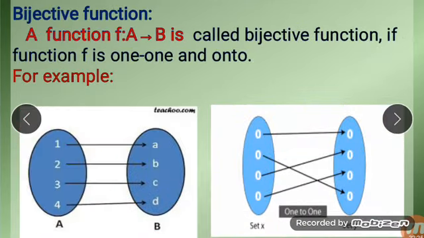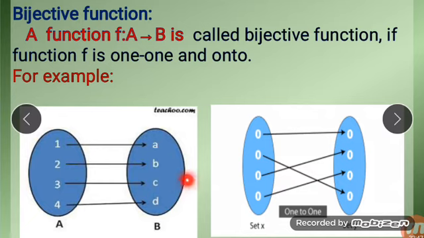Here we have bijective function. A function f from A to B is called a bijective function if function f is one-one and onto. If the function is one-one as well and it is onto as well, so combinedly that is known as bijective. If it is one-one and into, it is known as injective. If it is one-one and onto, it is a bijective function.